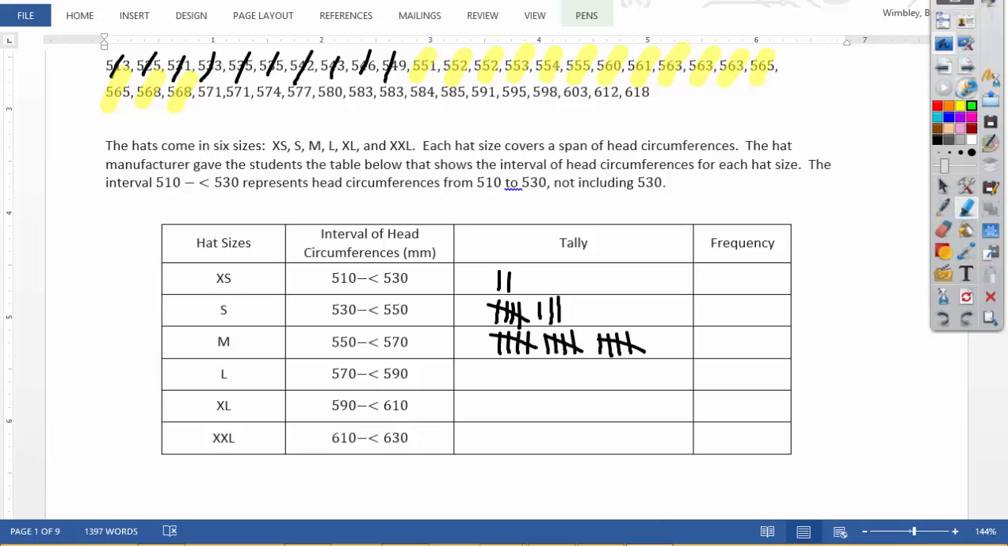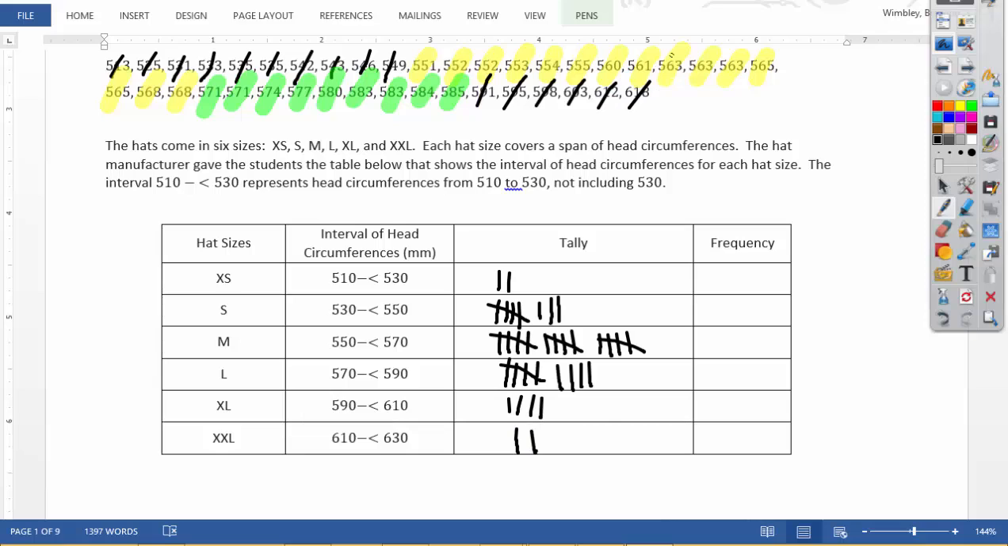Now let's do it with the next one. 570 to 590. 1, 2, 3, 4, 5, 6, 7, 8, 9. I put 9 tallies. And then in 590 to 610, there's 1, 2, 3, 4. I'm just left with 1, 2.